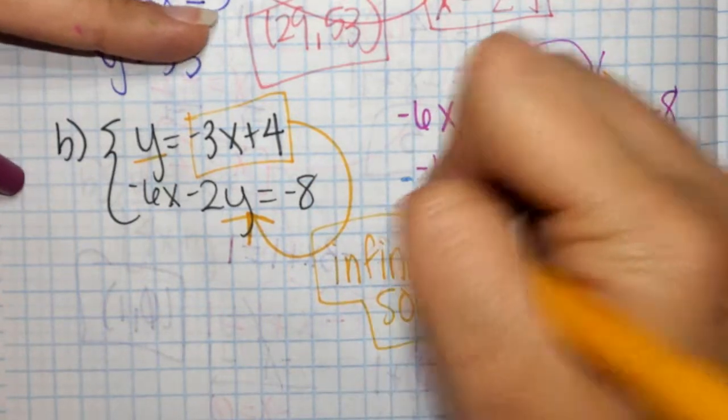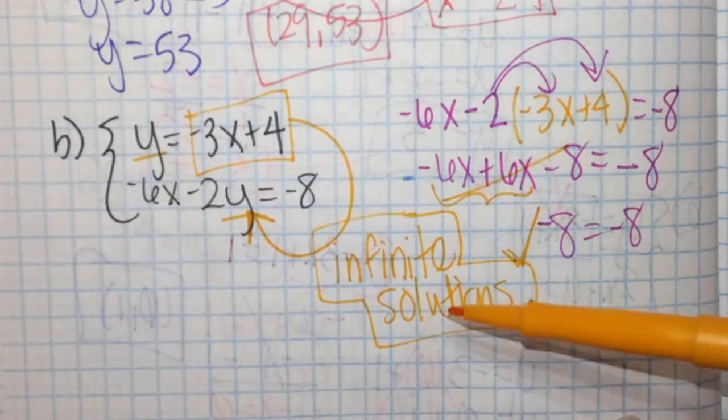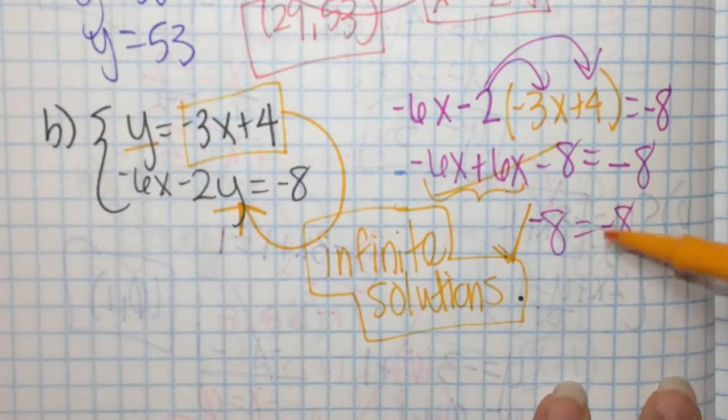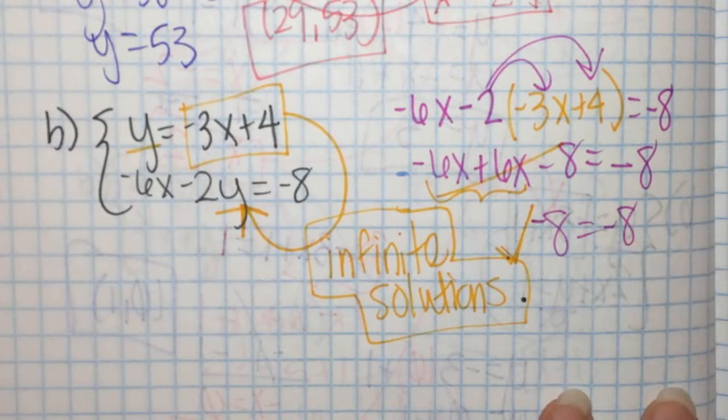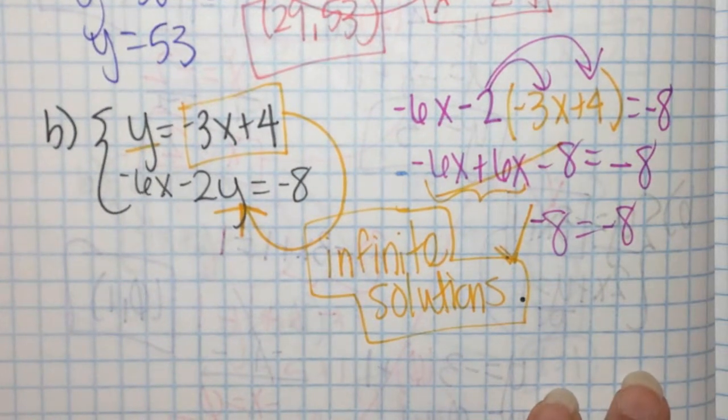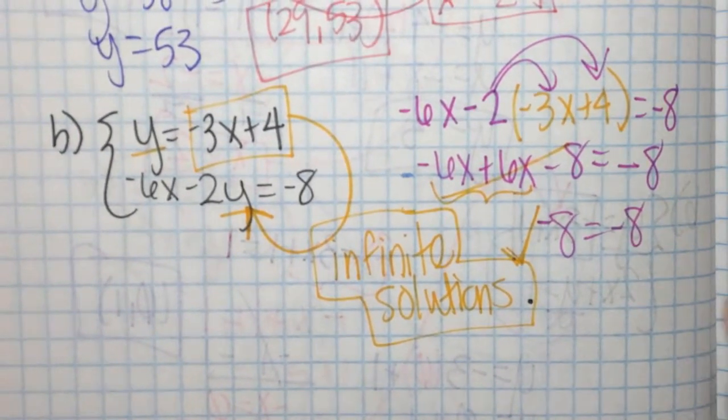Good job, Jordan. Infinite solutions. Now, because this is a true statement, it is infinite solutions. What if it said 6 equals negative 8? Is that a true statement? No. So what would the answer be? No solution.